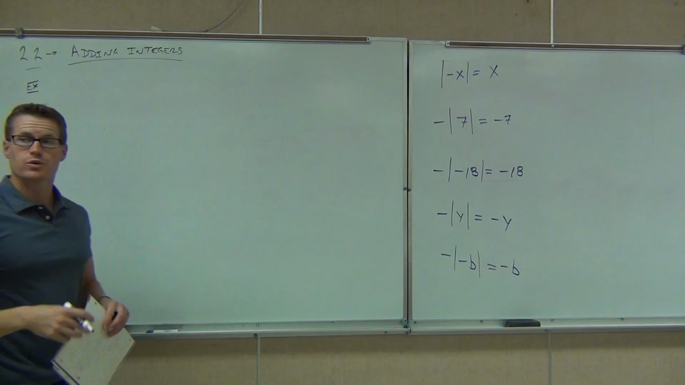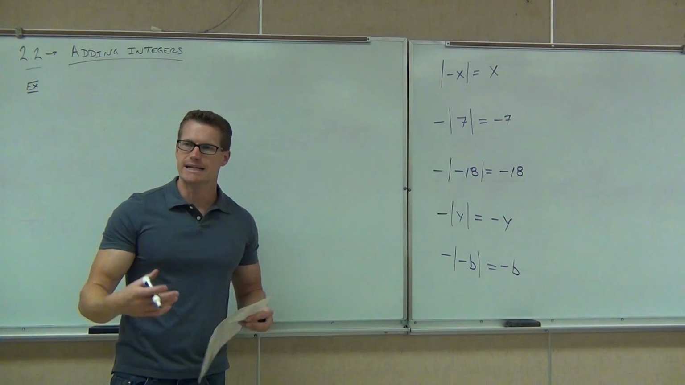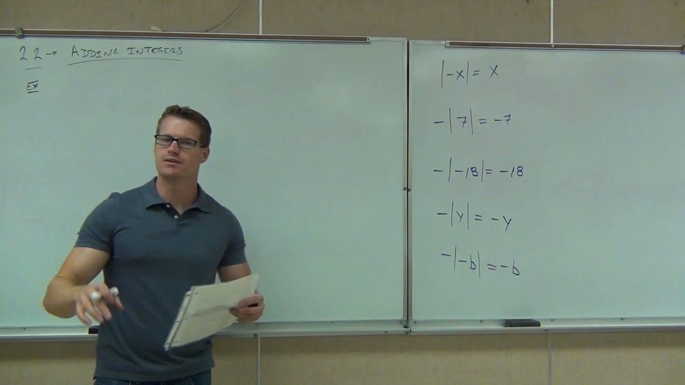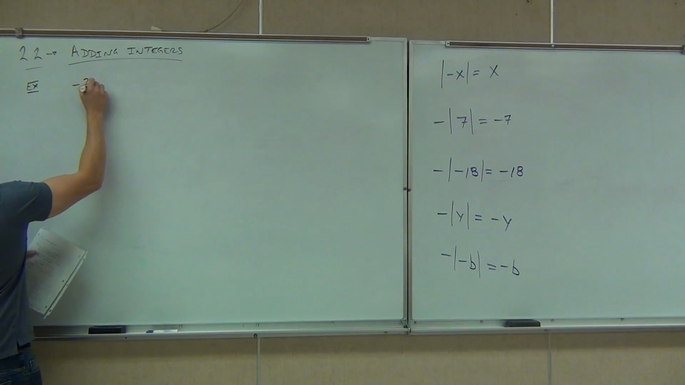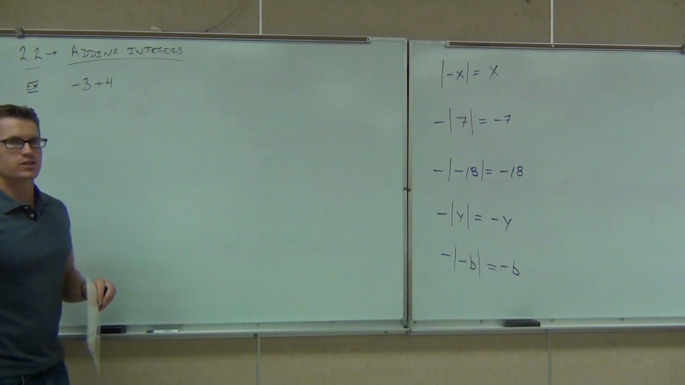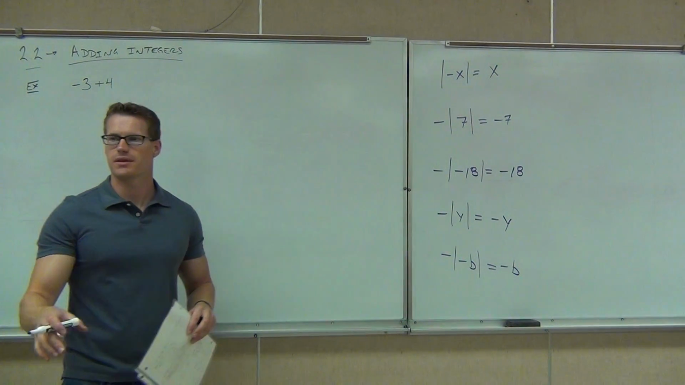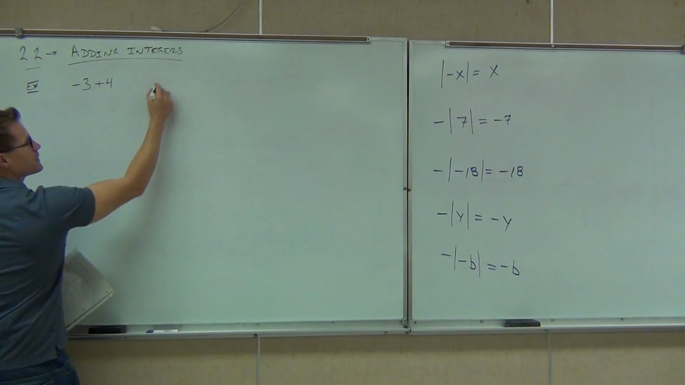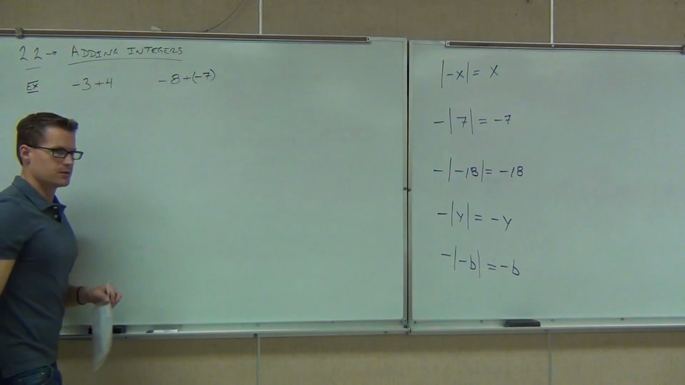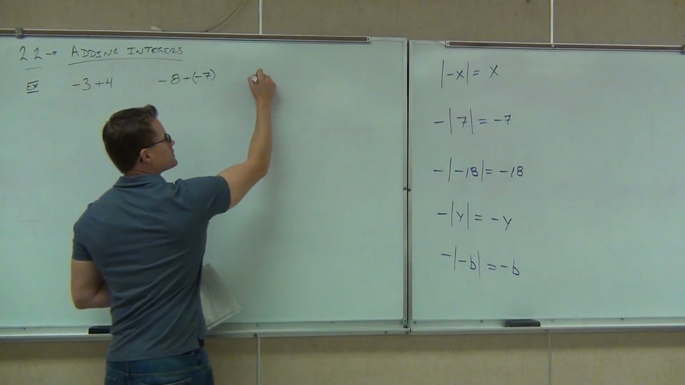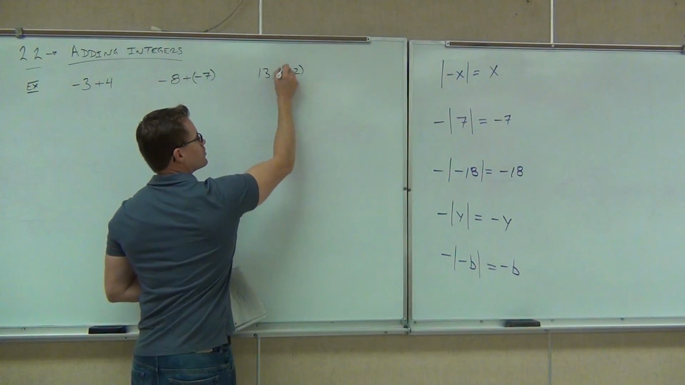Here's what some of the problems that we're going to be doing look like. These are adding integers, so we're going to be adding positive and negative numbers together. So we'll be doing stuff like this. -3 plus 4. We'll do stuff like that. We'll practice that. And we'll do things like -8 plus -7. And we'll do things like 13 plus -2.